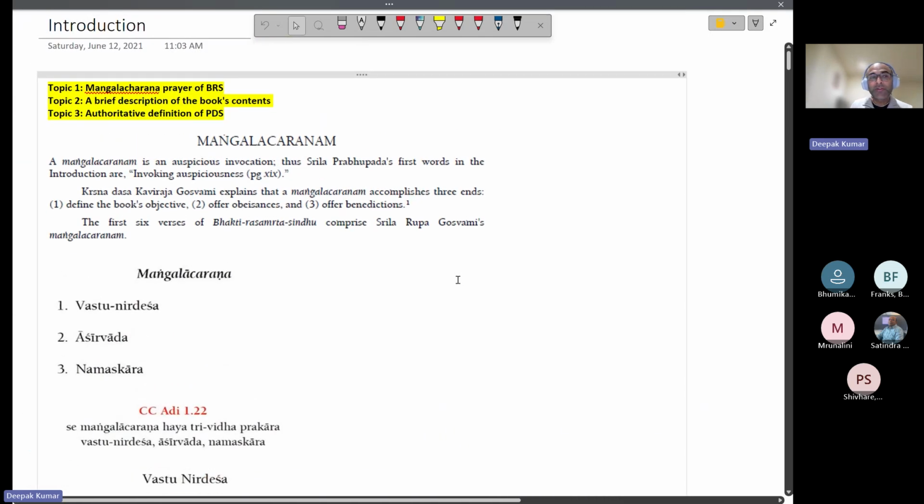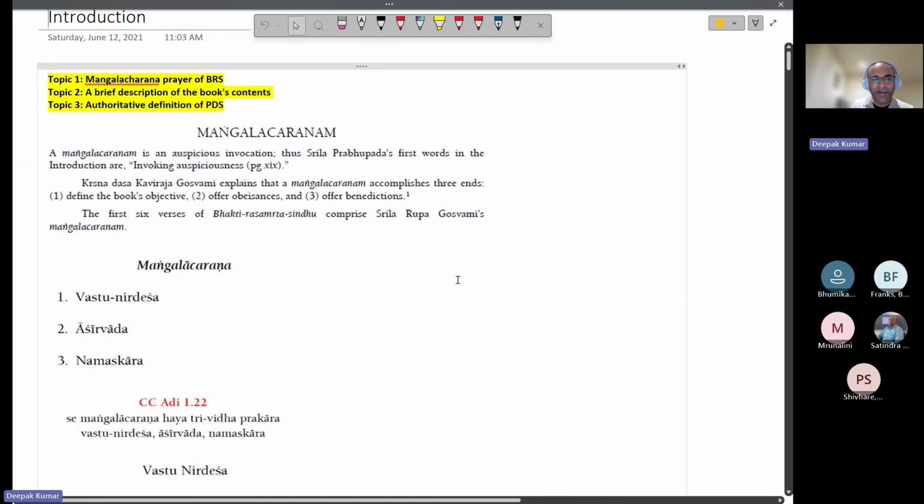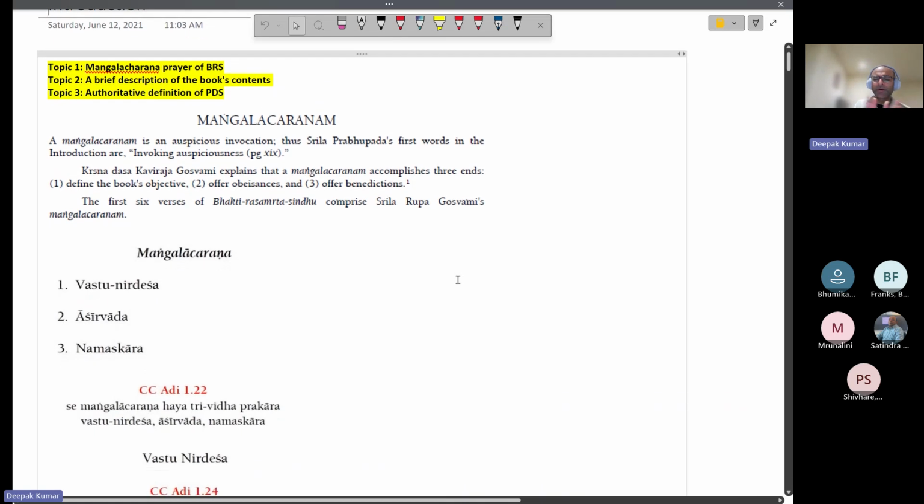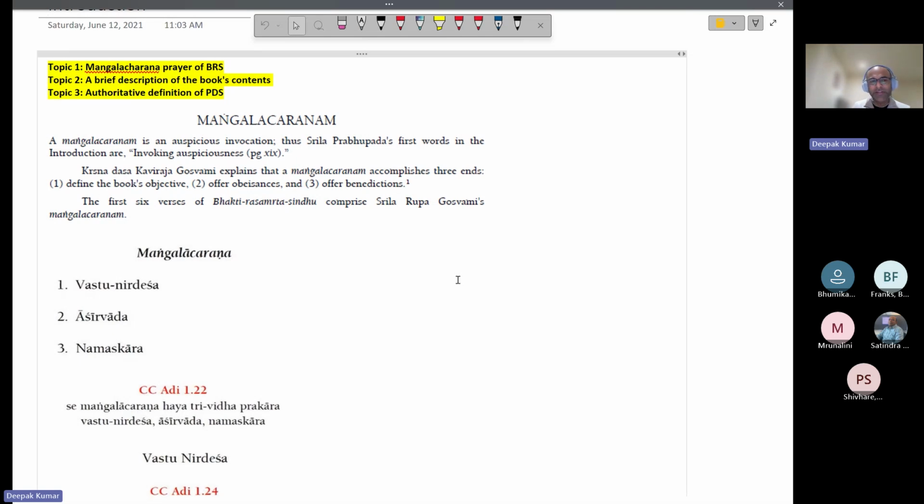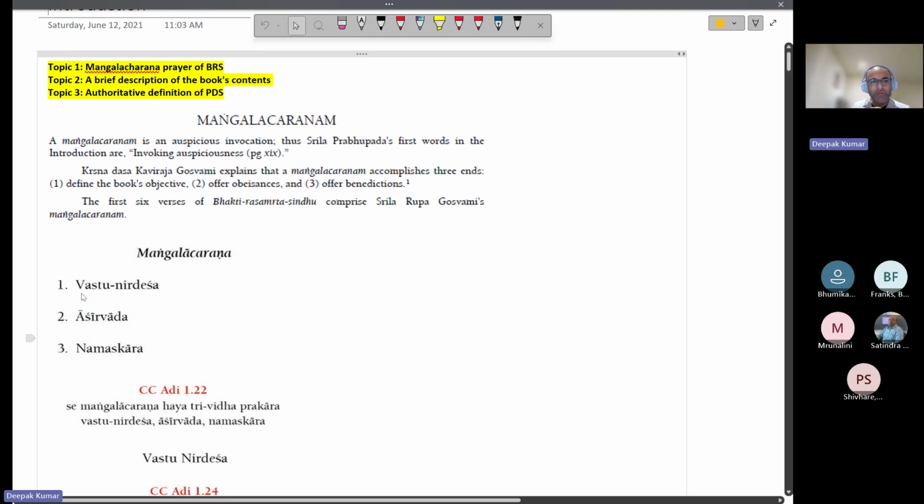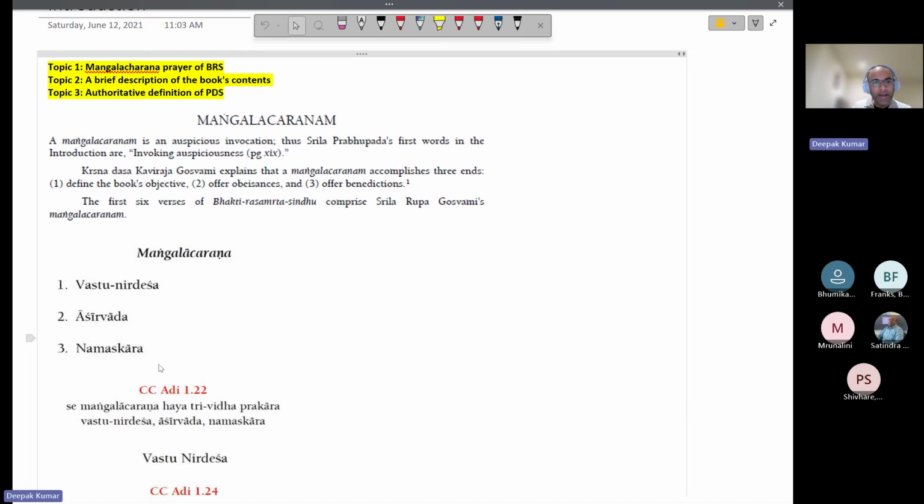Okay, so we'll be getting into the introduction, the Mangala Charan, and any book starts with the Mangala Charan prayers, right? There are 3 sections to the Mangala Charan prayer: Vastu Nirdesh, Ashirvad, Namaskar. What is the goal, then the Ashirvad, the benediction, and Namaskar, obeisances. So these are the 3 things. The first 6 verses of Bhakti-Rasamrita-Sindhu are the Mangala Charan.